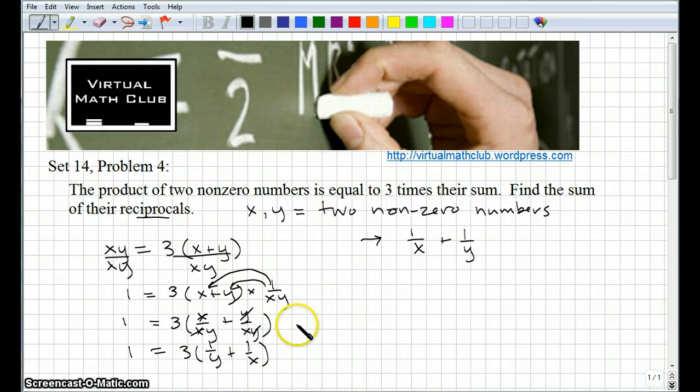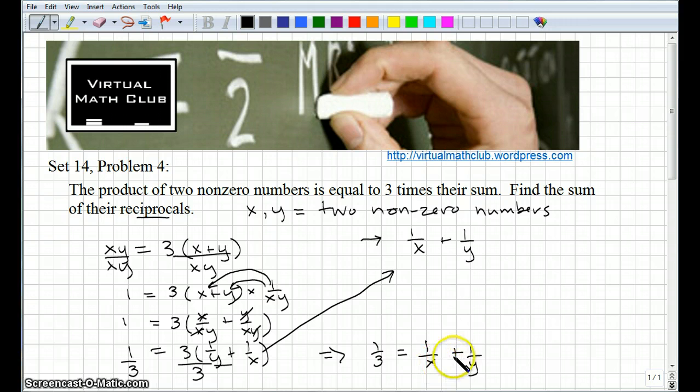That's a good thing because addition is commutative and we're looking for 1 over x plus 1 over y. So even though I've got 1 over y plus 1 over x, I can switch those around, it doesn't really matter. So let's divide both sides by 3. Then we get 1/3 is equal to 1 over y plus 1 over x, but I'm going to write it as 1 over x plus 1 over y because that's the form that we're looking for.